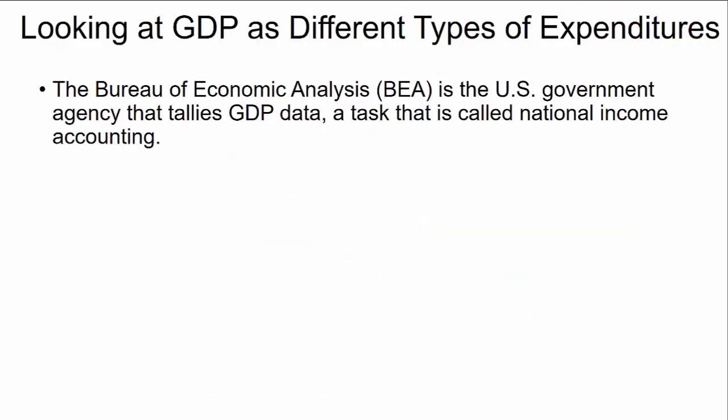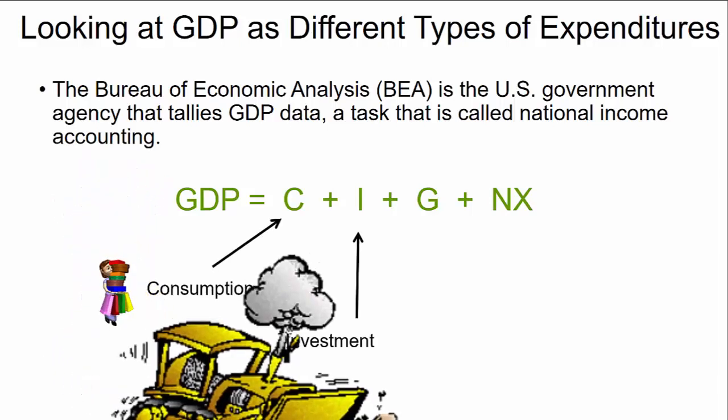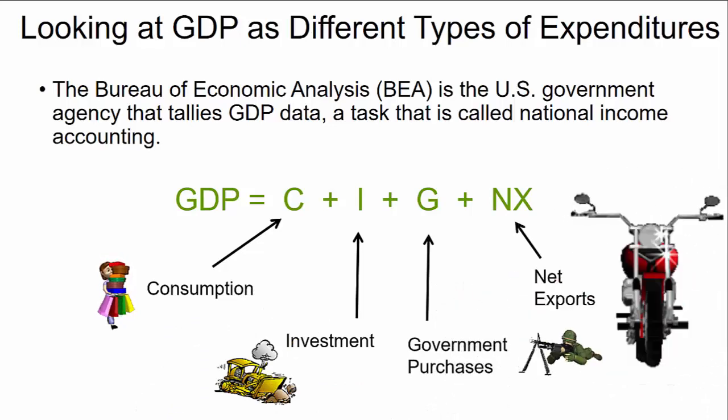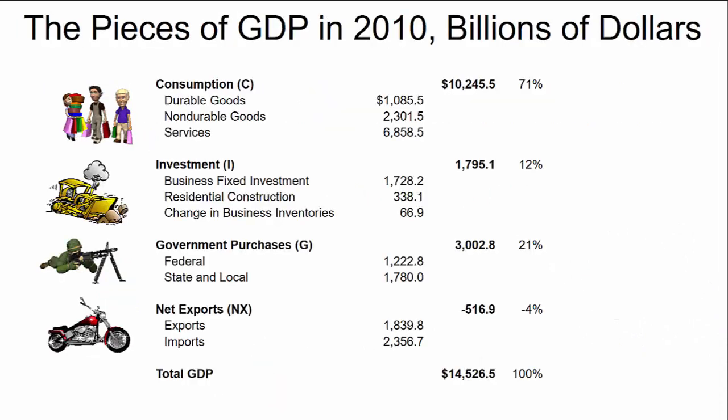So how is it that we're able to do this? The federal government has a Bureau of Economic Analysis, and they're the ones who actually calculate all of this. So they will add up all the consumption spending, all the investment spending, all the government purchases, and the net exports that are produced within our economy. Here are some actual GDP numbers from 2010.